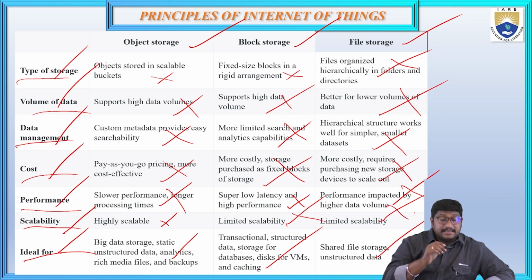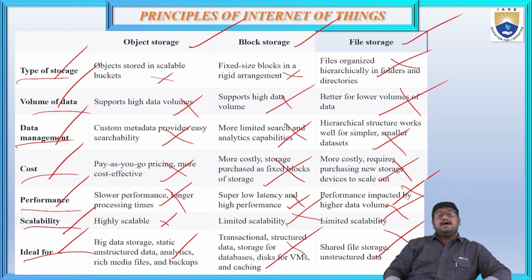Coming to ideal use, object storage will be used for big data storage, static, structured and unstructured data analytics in rich file formats. Block storage is for transactional structured data storage, and file storage is for shared file resources. This is how the differentiation between these three different kinds of storage is made, considering different application factors.